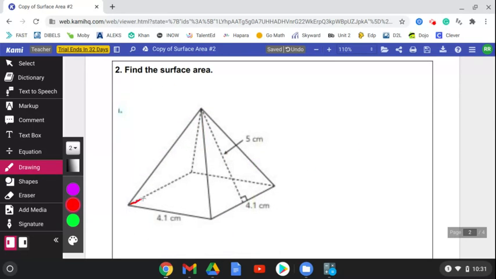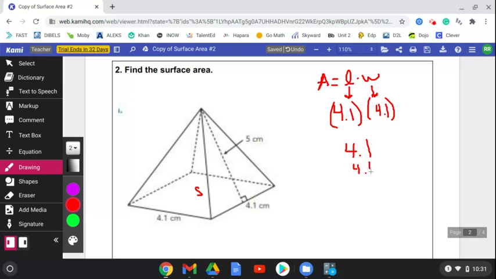Notice how the base, there's one base, and it is a square, right? How do I know it's a square? Well, it's a 4.1 by 4.1. Okay, so let's find the area of this square. So I'll put S for square. Area of a square, I could say is side squared, or I could just say length times width. Okay, so the length is 4.1, and the width is 4.1. So to find the area of the square, I need to do 4.1 times 4.1.